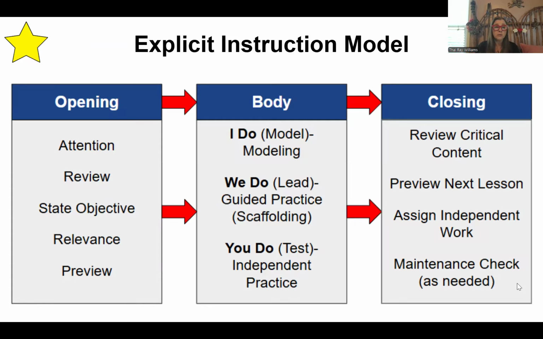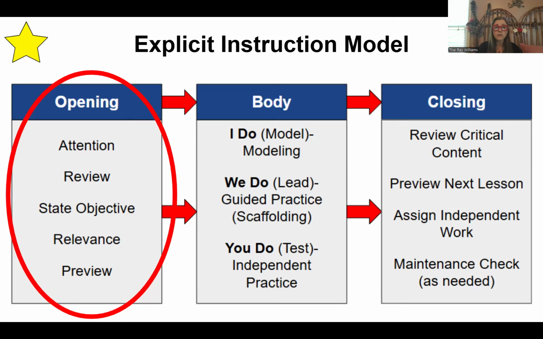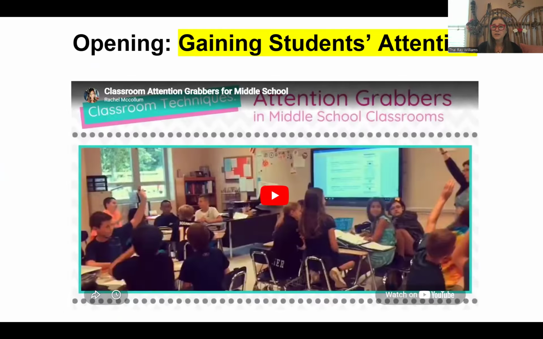So what are we going to be doing? We've already talked about the explicit instruction model with the fact that we have an opening, a body, and a closing. So what we're going to be doing this week is we're going to start by focusing on the opening. All right, so when we think about the opening and gaining students' attention, one of the ways we can do that is with attention getters. Here it is called an attention grabber. Some people call it an anticipatory set or a hook. But for this class, we're going to call it an attention getter because it's easy description.